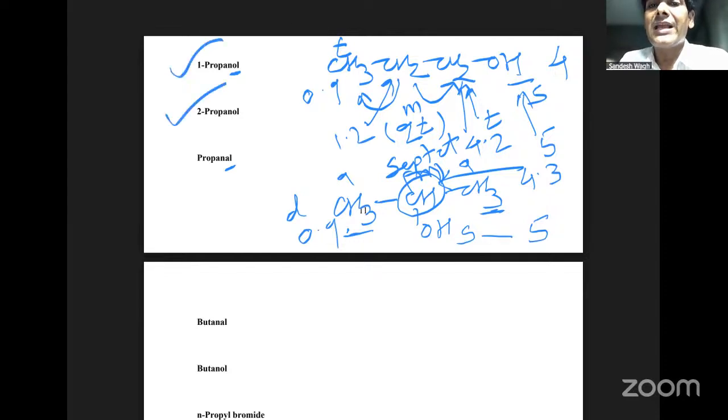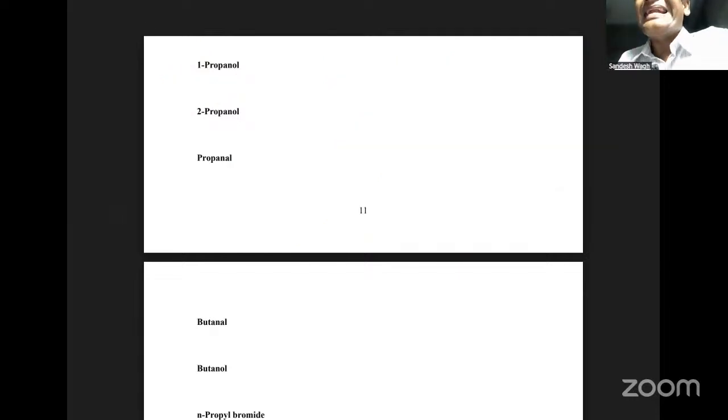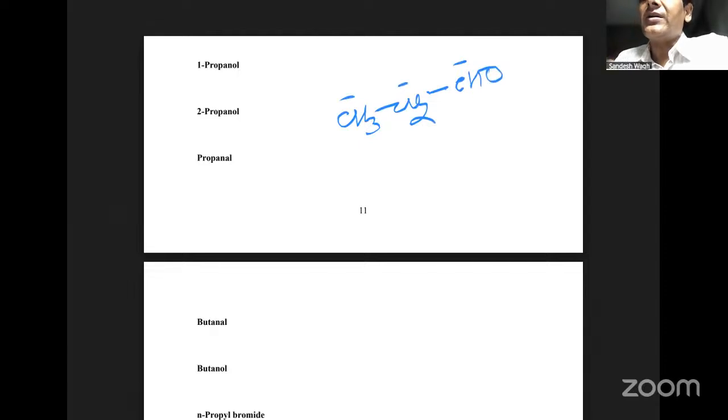Let's move on to the next now. Propanal. Now al means aldehyde. So this is CH3, CH2, CHO. These are 3 carbon atoms, 1, 2, 3 carbon atoms, so 3 signals you will get. 1-Propanol will get how many signals? 4 signals. Even 2-propanol you will get 3 signals. So 3, 4, and 3.